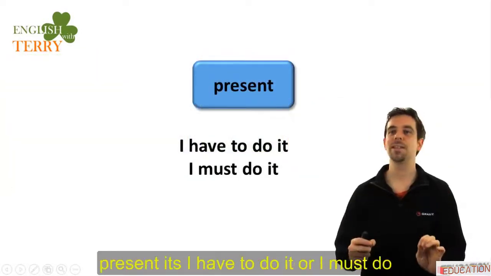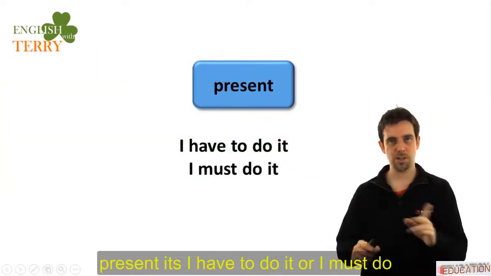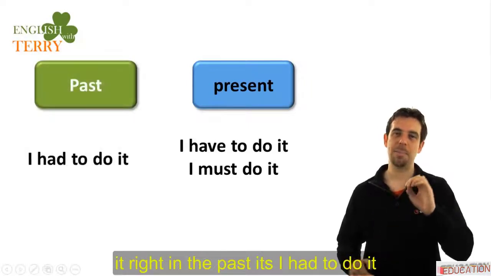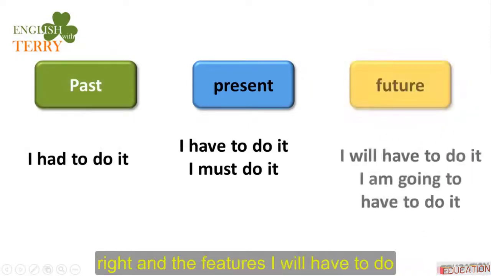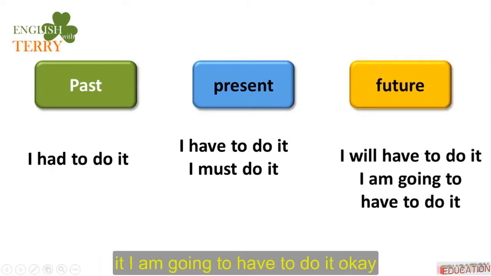Now, in the present, it's I have to do it or I must do it, right? In the past, it's I had to do it, right? And the future is I will have to do it. I am going to have to do it.